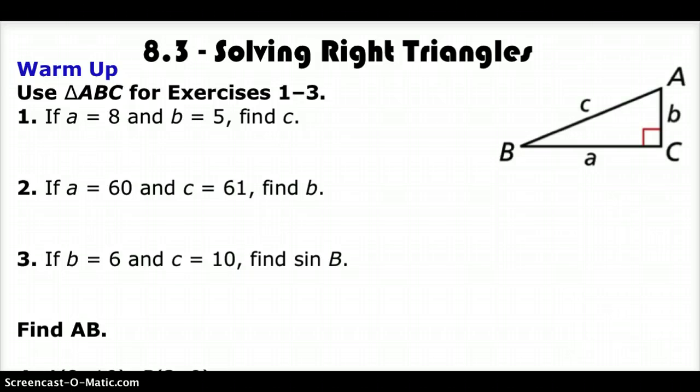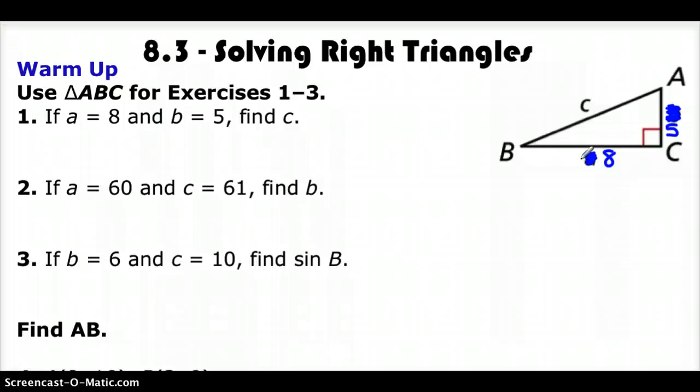It says that if a is 8 and b is 5, find c. So they're saying that a is 8 and b is 5, and we're going to find lowercase c. Our main option here, since the included angle doesn't really help us too much, is to use the Pythagorean theorem.